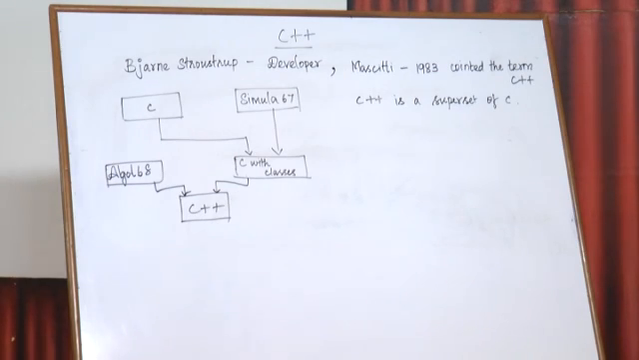It was developed by Bjarne Stroustrup, and he wanted to give a maximally powerful language. From the two languages, C and Simula 67, he named that language C with Classes, as shown in this figure. After that, in 1983, he coined the term C++.